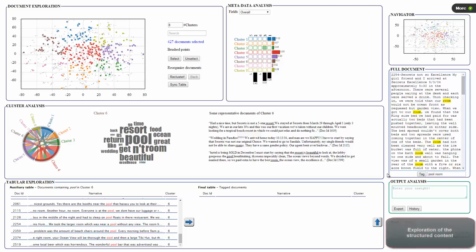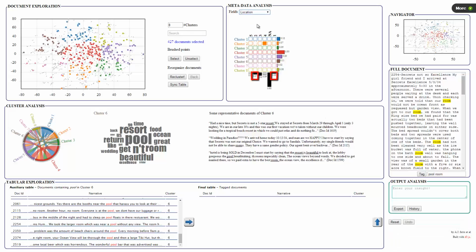Let's have a look at some statistics on the metadata. The resort location doesn't seem to be a problem, as only 5 and 7% of the reviews rated the location with 1 and 2 stars. However, almost 40% rated with 1 or 2 stars in the value for money field.